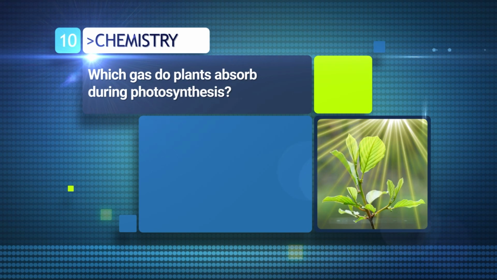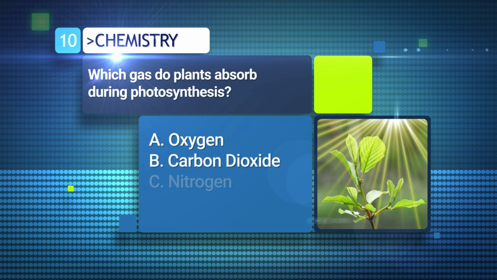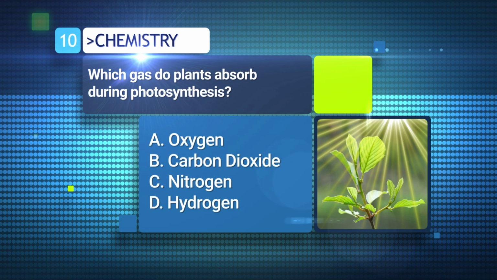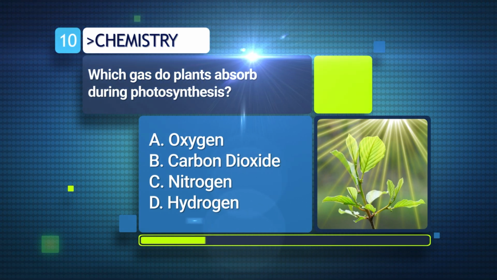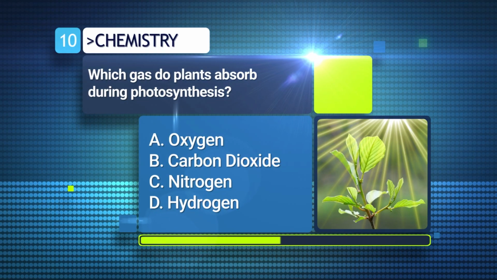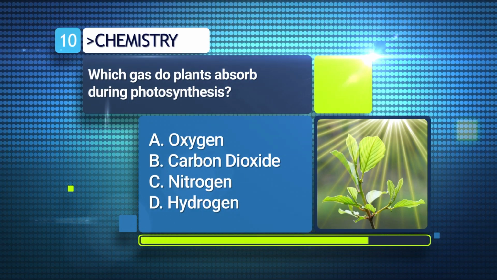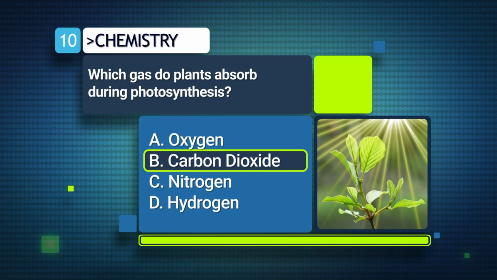Number 10. Which gas do plants absorb during photosynthesis? A. Oxygen. B. Carbon dioxide. C. Nitrogen. D. Hydrogen. And the answer is B. Carbon dioxide.